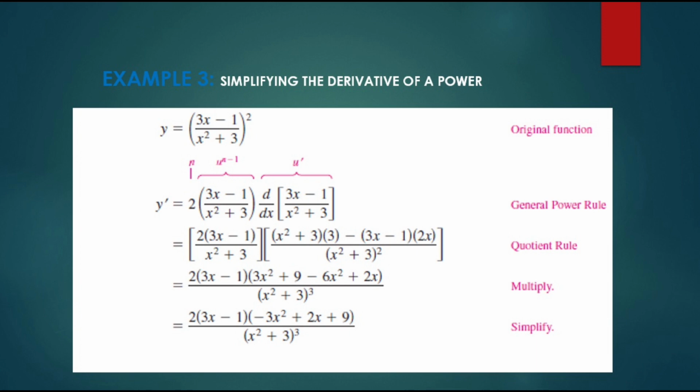By simplifying, we get 2 times 3x minus 1 times the quantity negative 3x squared plus 2x plus 9, divided by the quantity x squared plus 3 raised to the power of 3.